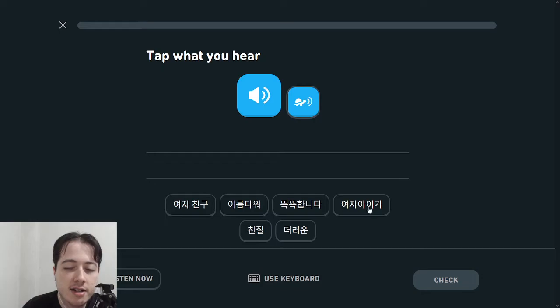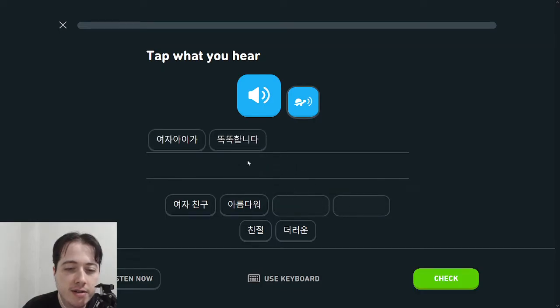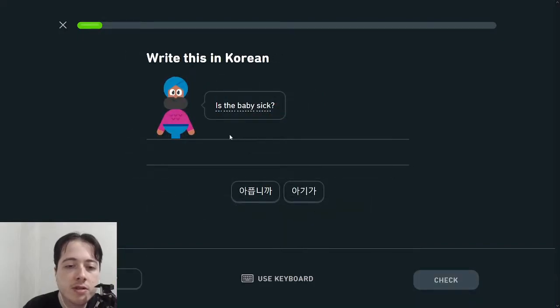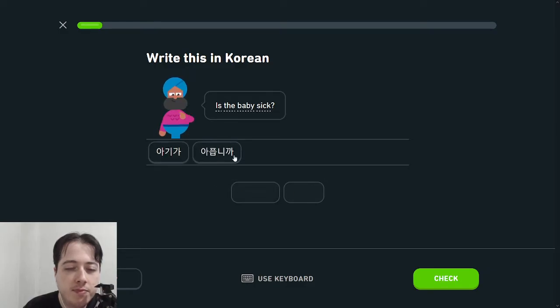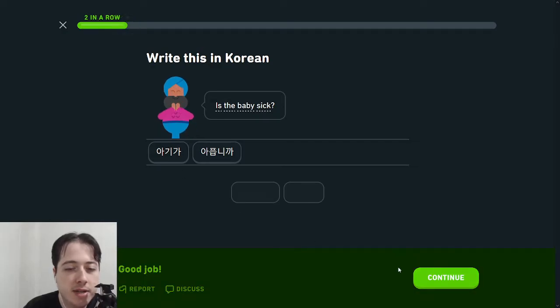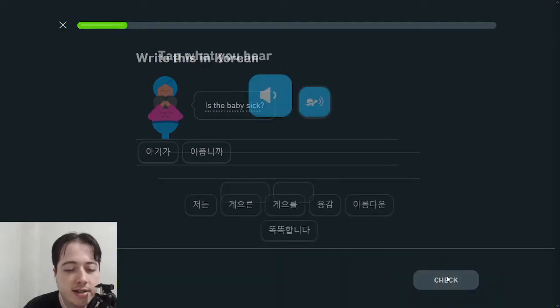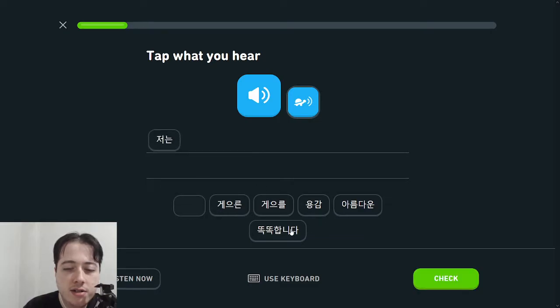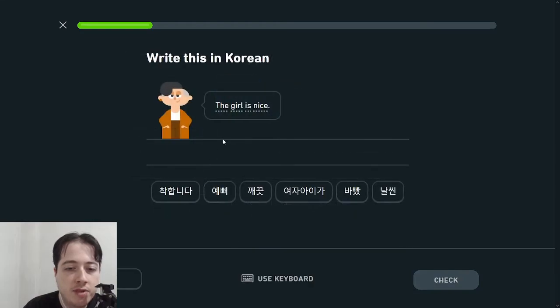여자아이가 똑똑합니다. I think 똑똑 is smart. So the girl is smart. Is the baby sick? 아기가 아픕니까? So 아기 is the baby. 아픕니까 is ill or sick. 저는 똑똑합니다. So I am smart.